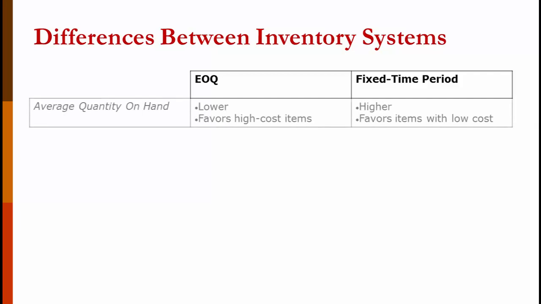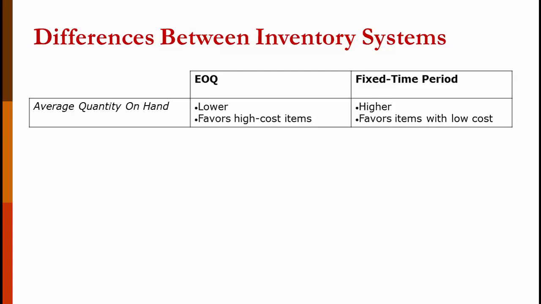In terms of average quantity on hand, the EOQ model tends to have lower average inventory. The reason for that, as we'll talk about in detail with the fixed time period model, is that there's less likelihood of a stock out. A stock out is where you run out of inventory. If you're always monitoring the inventory and placing an order when it gets down to 50, then you can't run out until after you reach 50 and place the order, because you have to go through 50 to get to 0.